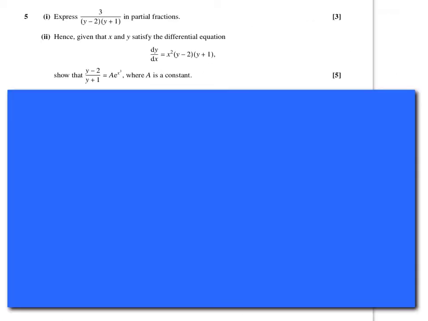Question 5. Looking at partial fractions. The word "hence" gives a hint that we're probably going to use the answer to part 1 in part 2. Here you might notice we have x's and y's on the side of the differential equation. You're going to have to use some separation of variables. Hit pause and give it a go.